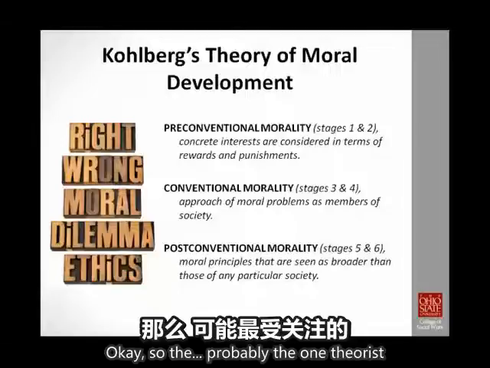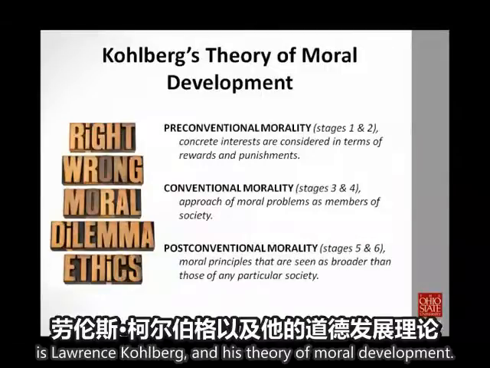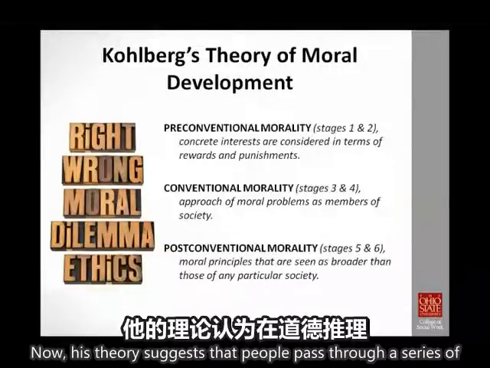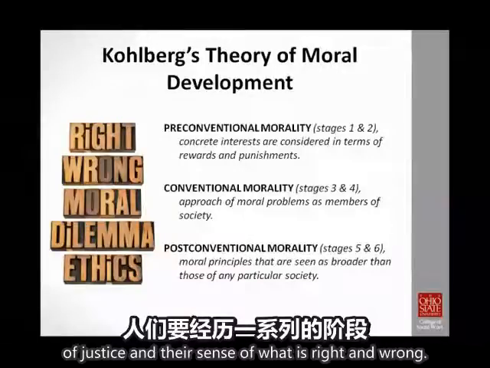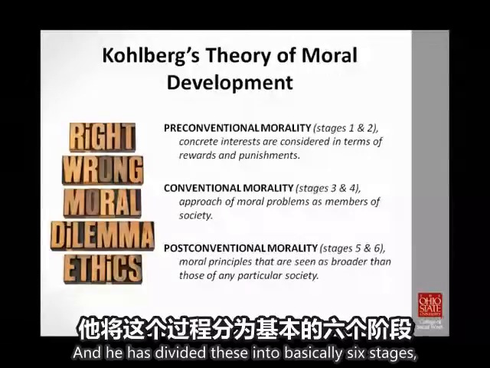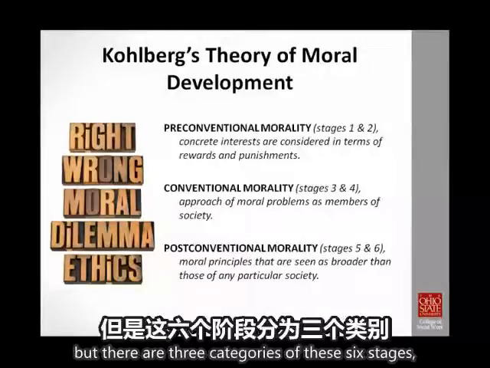Okay, so probably the one theorist who's gotten the most attention, and we're going to spend a little bit more time with, is Lawrence Kohlberg and his theory of moral development. His theory suggests that people pass through a series of stages in the development of moral reasoning and in their sense of justice and their sense of what is right and wrong. He's divided these into 6 stages, but there are 3 categories of these 6 stages, let's put it that way.